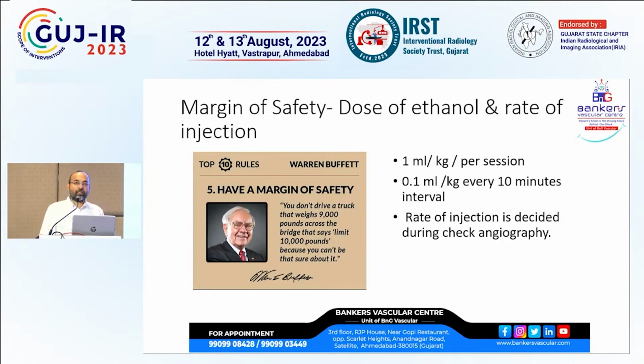And for ethanol, all the journals and all the literature show 1 ml per kg per session. That should also be divided, 0.1 ml per kg at every 10 minutes interval. The rate of injection is decided during the check angiography, how much of the nidus is going to be empty, and according to that, you have to inject the ethanol. I personally inject less than 50% of the dose described in the literature. I start with 0.5 ml per kg per session.